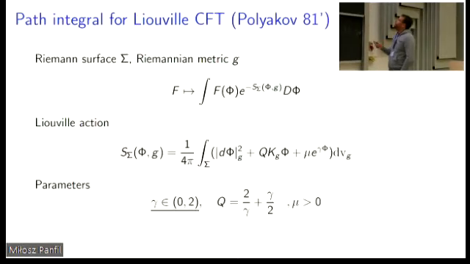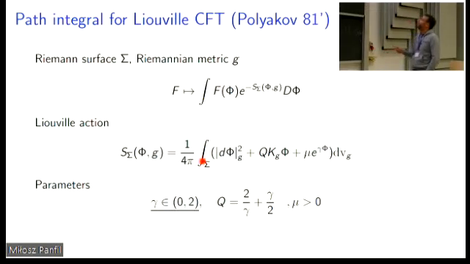Okay, so now let me jump to Liouville. Liouville is a path integral, so I have my Riemann surface with my metric up there. I want to look at the following volume form on the space of functions from my surface to R. So what I do is I take the uniform measure on the space of functions and I reweight by the exponential of minus the Liouville action.